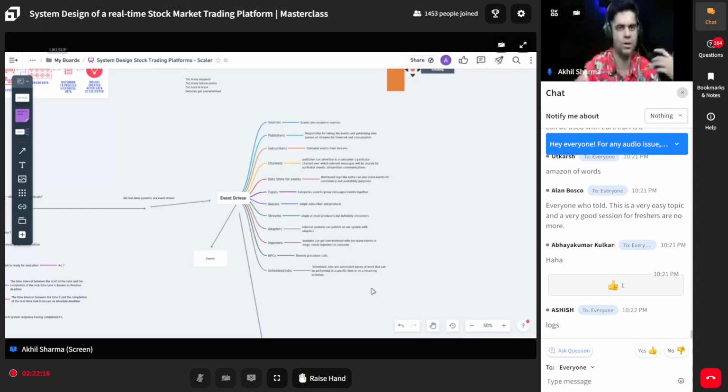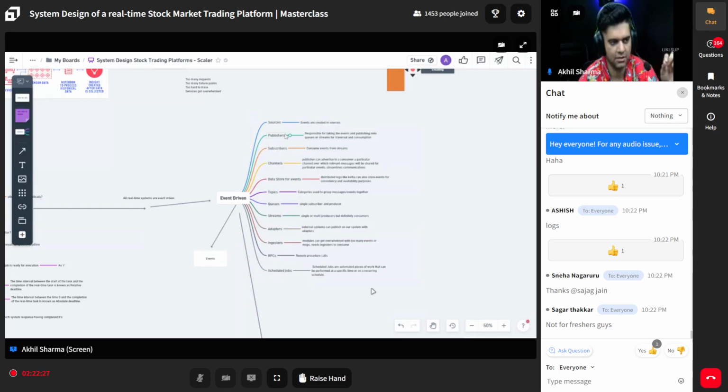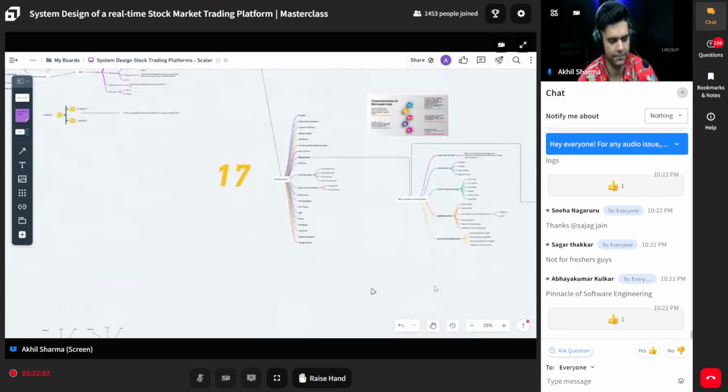If you want to go deeper into event-driven systems, you want to know about all of these terms, and I've mentioned all of these terms along with the definitions here on the board itself. Okay, so a lot of the work has already been done for you.